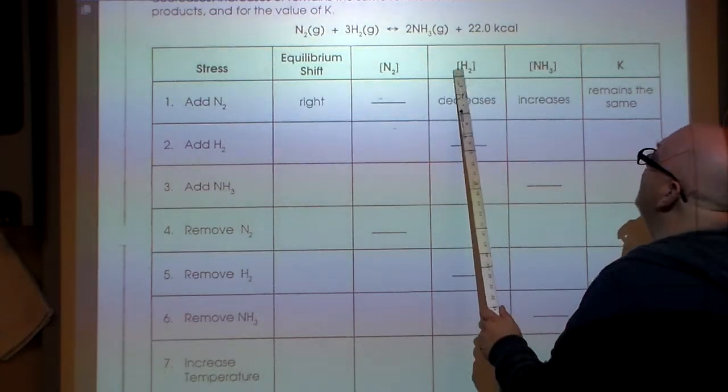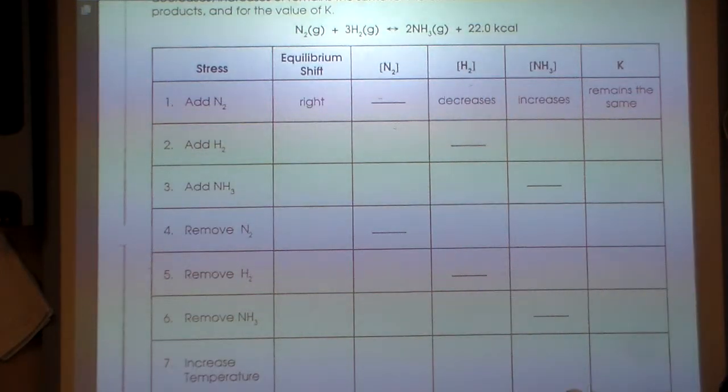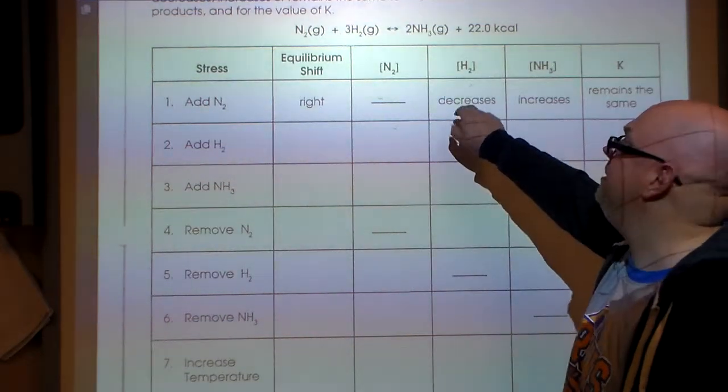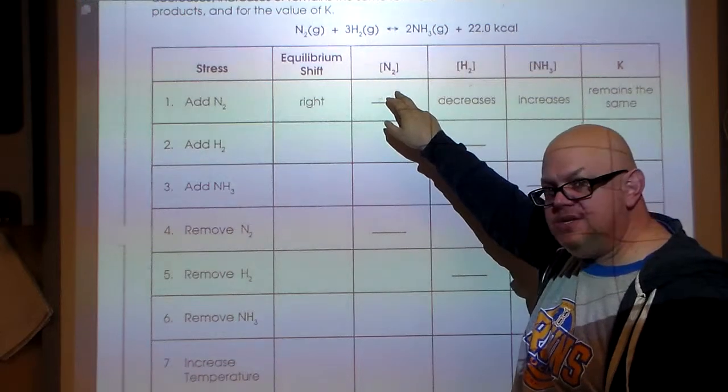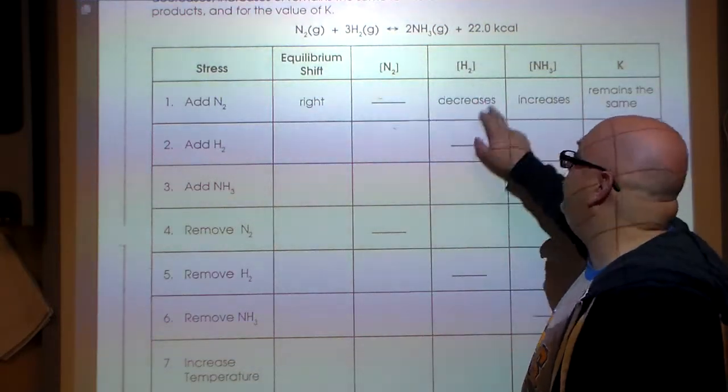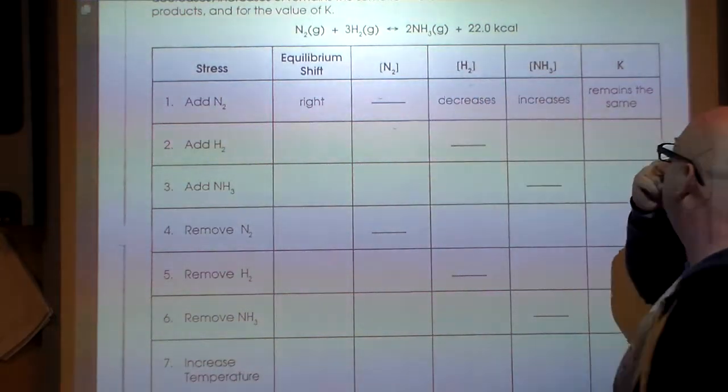Okay, what about the concentration of the hydrogen gas? Well, that's going to go down, isn't it? Why? Because it's being used up faster because we have extra N2 gas. All right, so it's going to decrease. The concentration of the H2 is going to decrease.